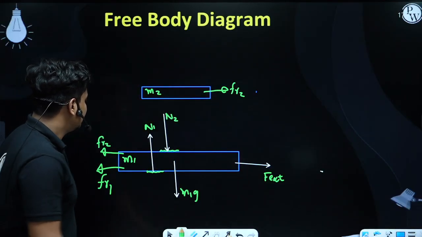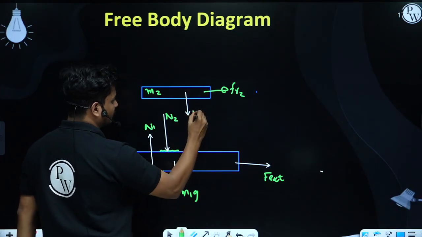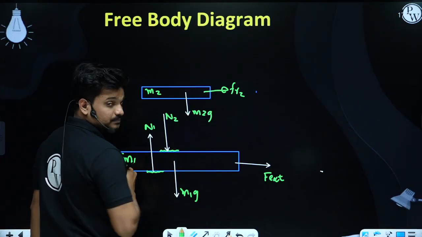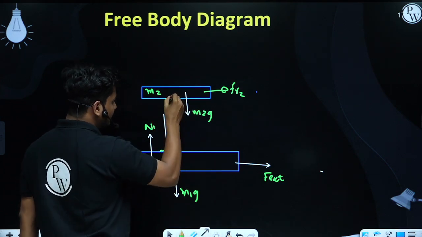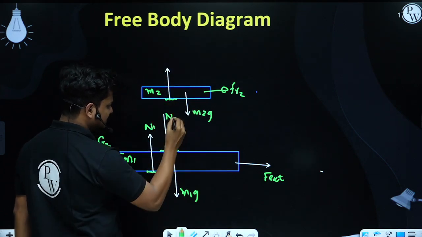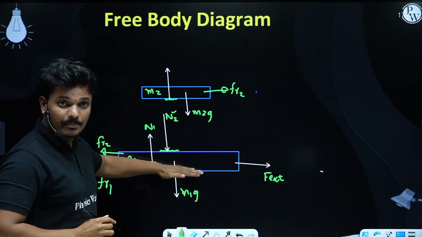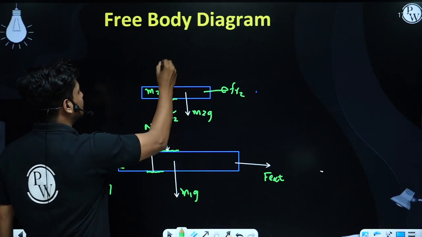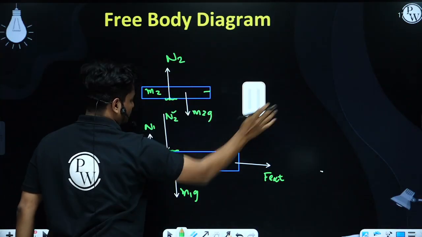Same like that, here we know one m2g is there, and this is also a contacting surface. So here also there is one normal reaction, this normal reaction by this bottom block on the top block. That means this is our N2.